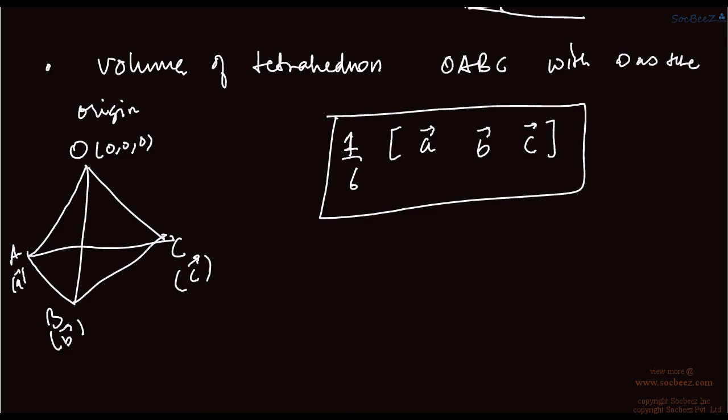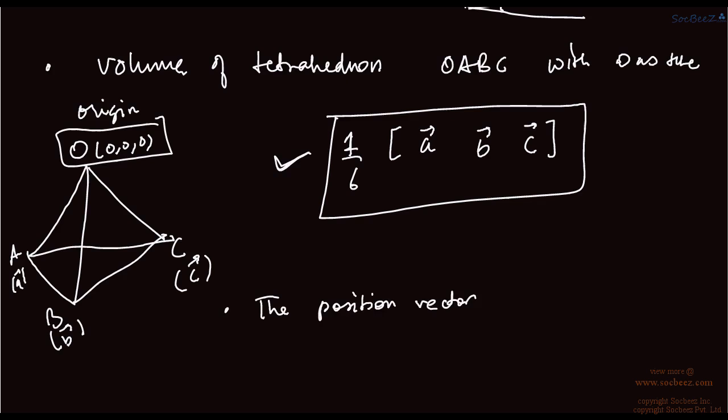This is the scalar triple product, and 1 by 6 of that will be the volume of the tetrahedron. In JEE two years earlier, the volume of a tetrahedron was asked directly, and A vector, B vector, C vector were given, and the origin was also given. So you have to just calculate the value of that determinant.